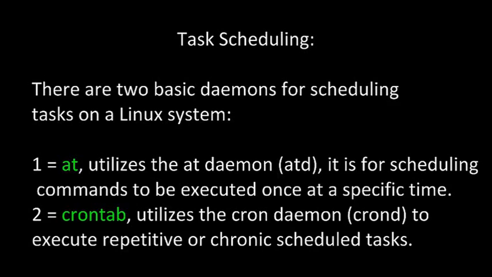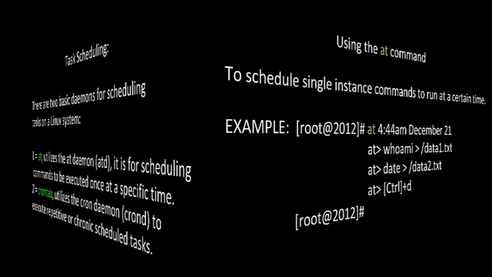It is for scheduling commands to be executed once at a specific time. The second, crontab, utilizes the cron daemon, or crond, to execute repetitive or chronic scheduled tasks.